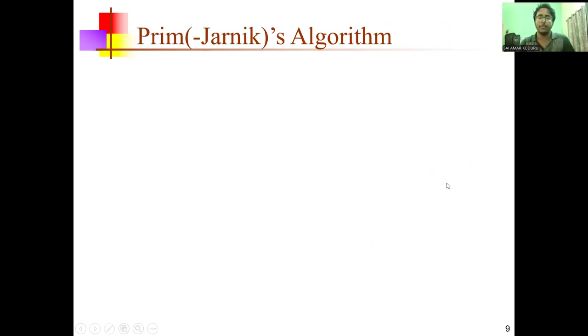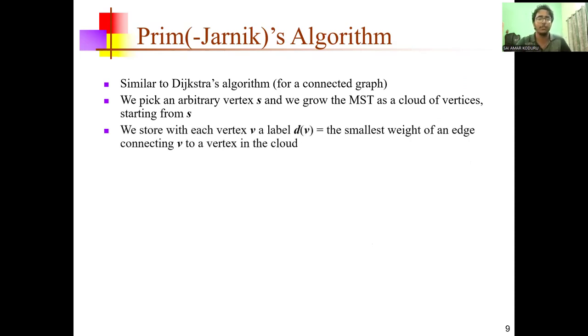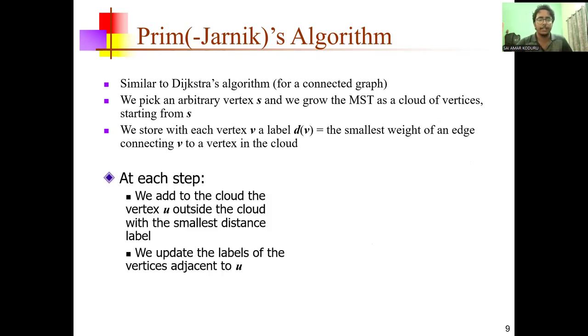Now moving on to Prim's algorithm. It is similar to Dijkstra's algorithm for a connected graph. In Prim's algorithm, we pick an arbitrary vertex S. We grow the MST as a cloud of vertices starting from S. We store with each vertex V a label d(V), which is the smallest weight of an edge connecting V to a vertex in the cloud. At each step, we update the labels and move on from one vertex to its adjacent lowest cost vertices.